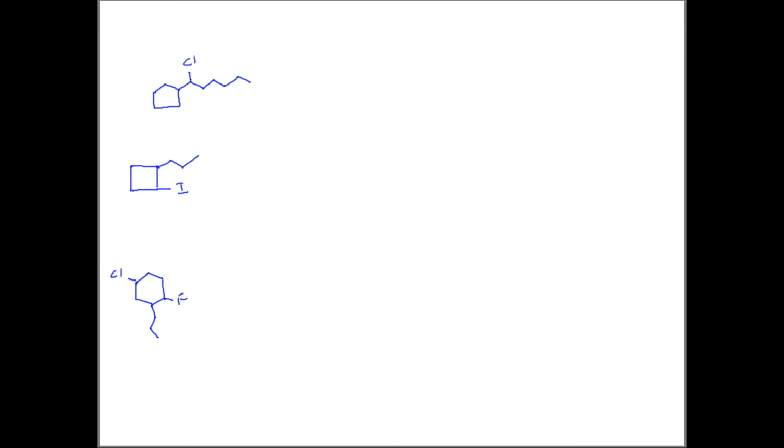Okay, so let's look at a few examples here. For the first one, we need to use the first rule and find the parent chain. We see that our ring contains 5 carbons, but our chain contains, if you count 1, 2, 3, 4, 5, 6. So this chain is going to become our parent.